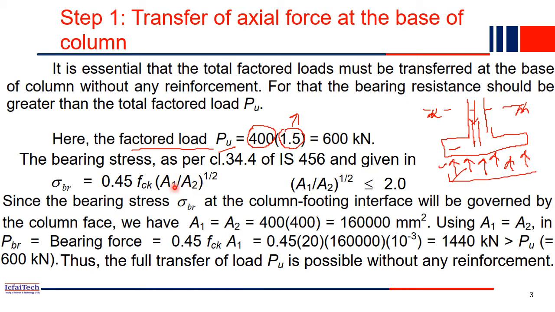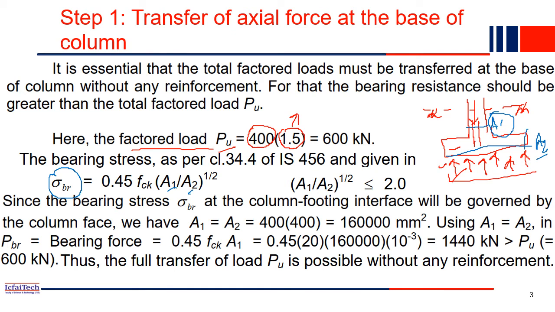So what is A1? A1 is the area of the column itself, the cross-sectional area here, and A2 is the total area at the beneath of the foundation. So A1 we have to compute, and so we have A1 and A2. So sigma BR is what we are to find out.